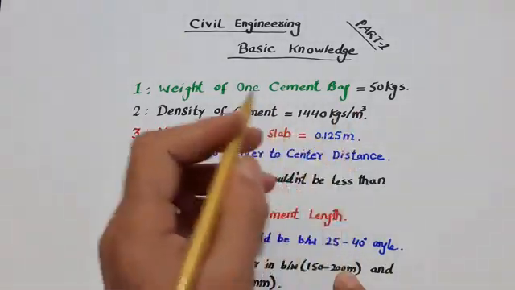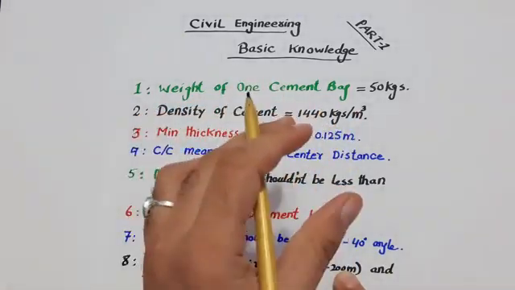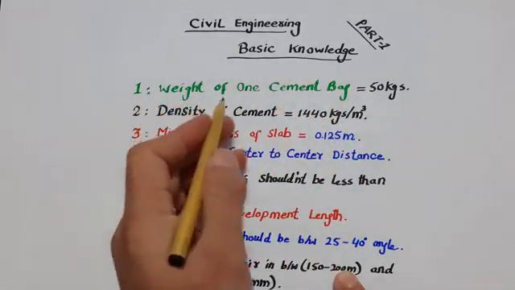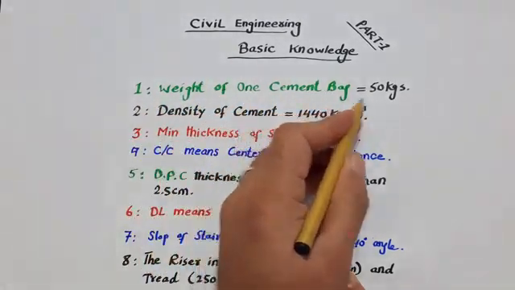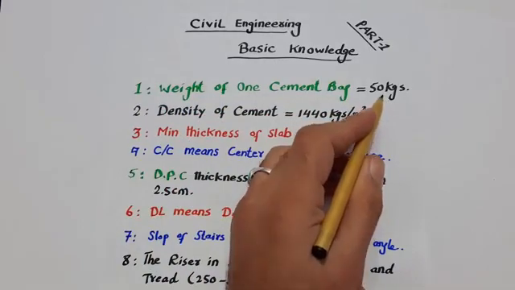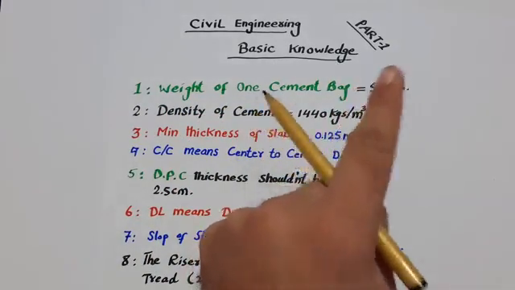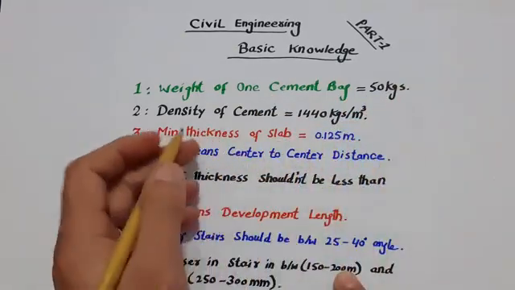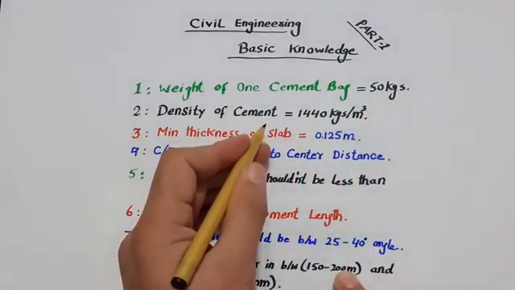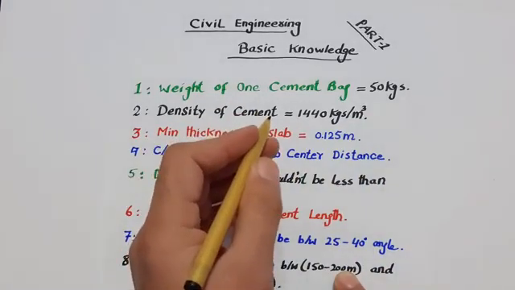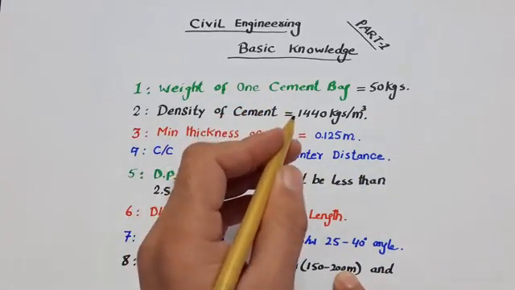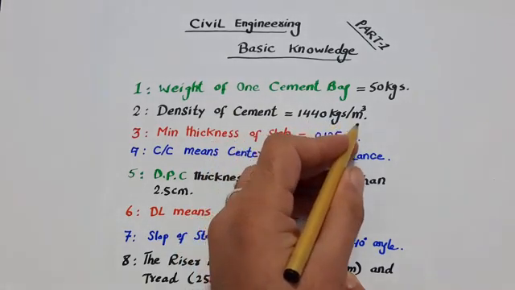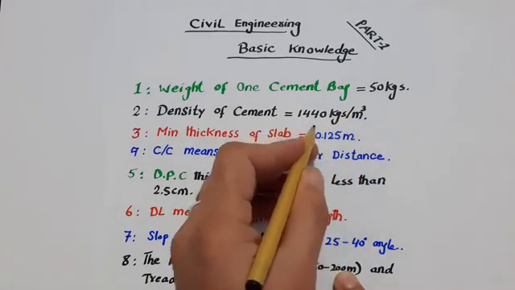Guys, the first one is you should know what is the weight of one bag of cement. Okay, so the weight of one bag of cement is 50 kgs. Okay, the second one is, guys, density of cement. The density of cement in cubic meter is 1440 kgs per meter cube. This is the density of cement.